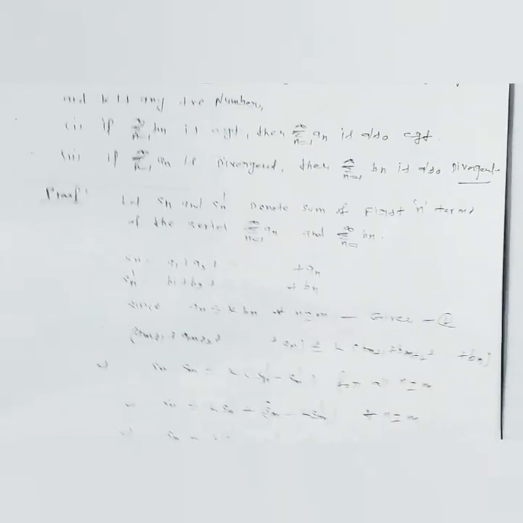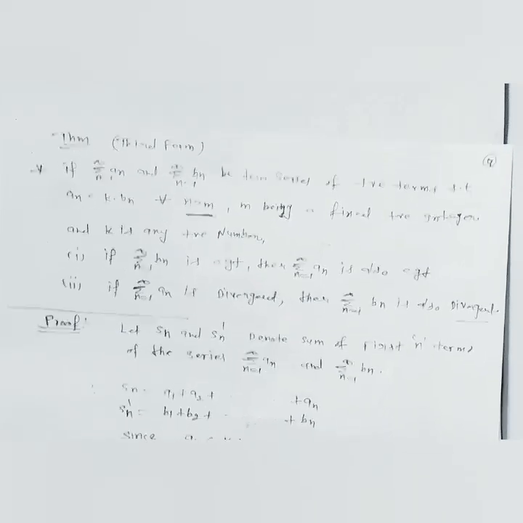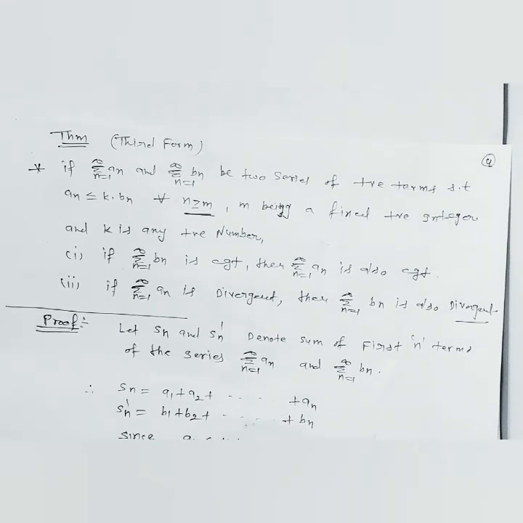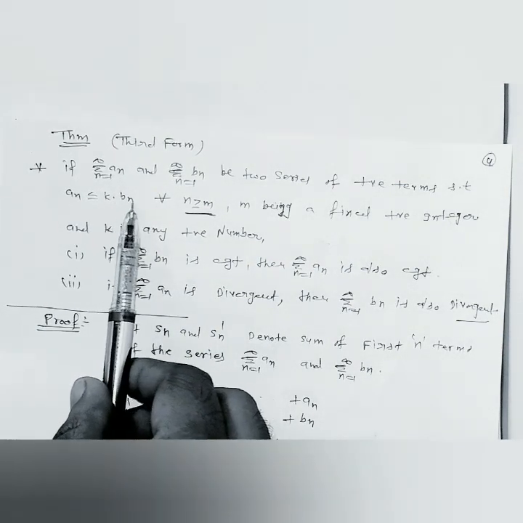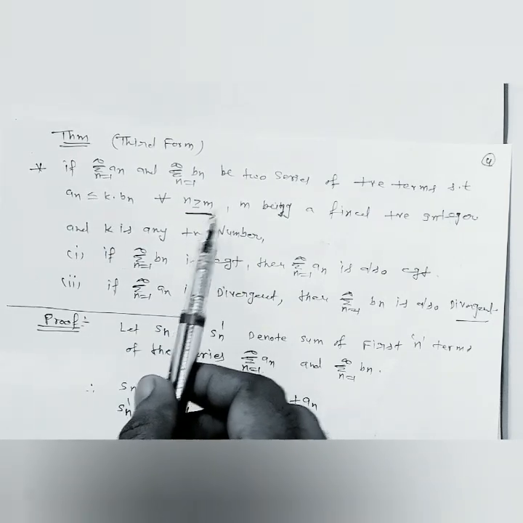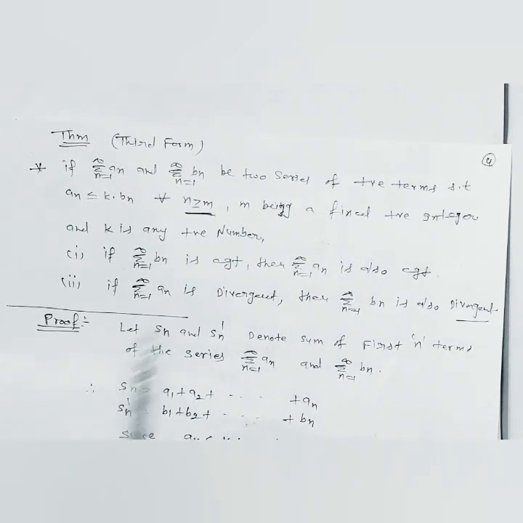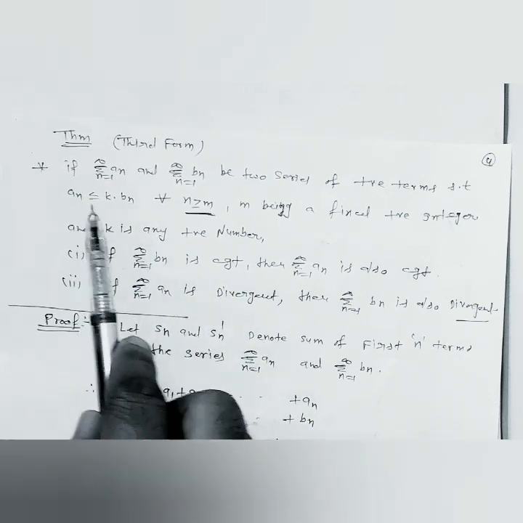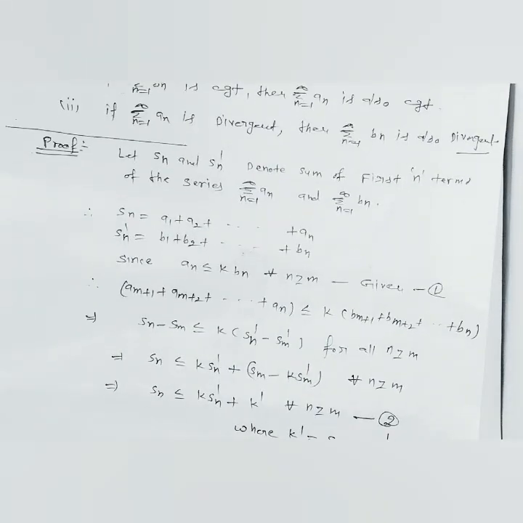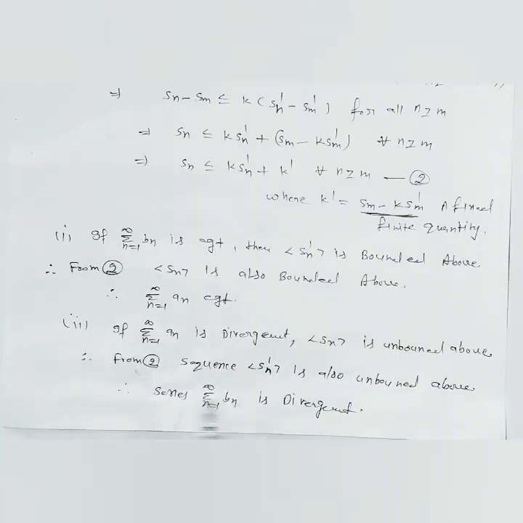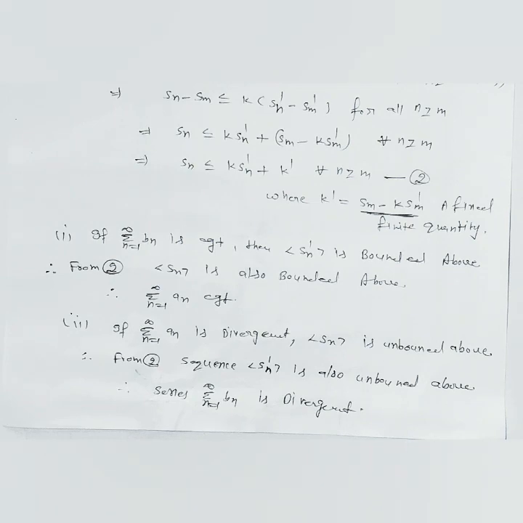Clear students? In the third form of comparison test, we have two series given, summation n equal to 1 to infinity an and summation n equal to 1 to infinity bn, satisfying the following condition: an is less than or equal to k times of bn for all n greater than or equal to m, where m is any fixed positive integer. We have to show that if bn is convergent then an is convergent, and if an is divergent then bn is divergent. To prove this, we follow the same rules, and I think all the students understand that.